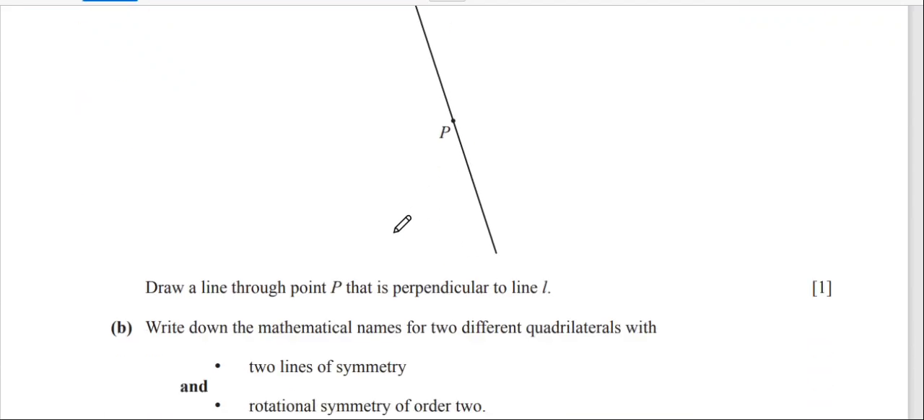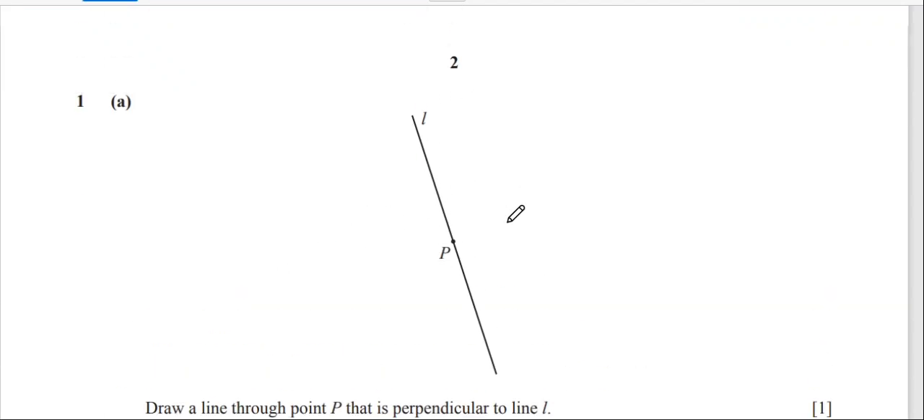Okay, so question 1, they say draw a line through point P that is perpendicular to line L. So this line L. You are asked to draw a line that is perpendicular to this line L. There are many ways you can do that. You can use a protractor, you can use your compass, you can use a protractor to measure 90 degrees. All you need to do is to make sure you have a line that is passing through this point and is 90 degrees. So that's the only thing you are asked to do there.